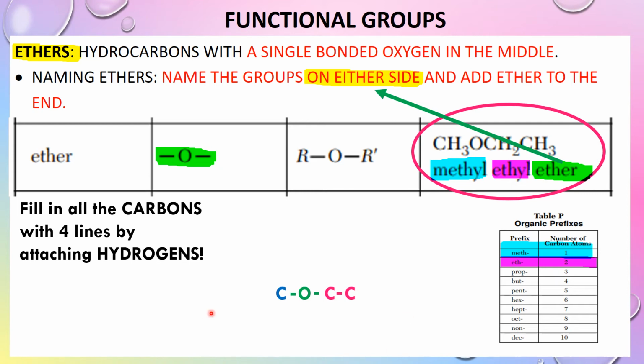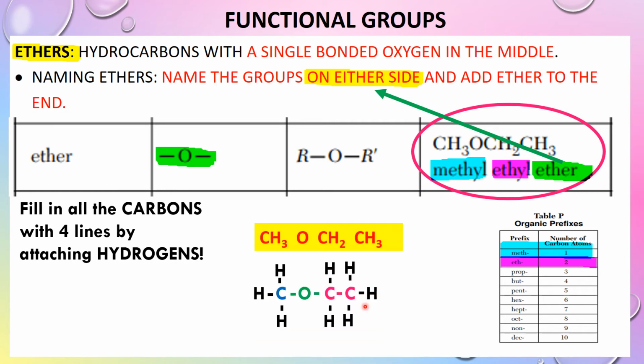So looking at my first carbon over here, he's going to end up with 3 lines around him. This oxygen, it's not a carbon. It doesn't get hydrogen stuck to it. So we're going to go to our next carbon. This carbon gets 2, and our last carbon gets 3 hydrogens. Nice and easy. You can put the letter H around them so this way you can see it. The overall formula is exactly what matches up here: CH3, O, CH2, CH3. This is an ether.